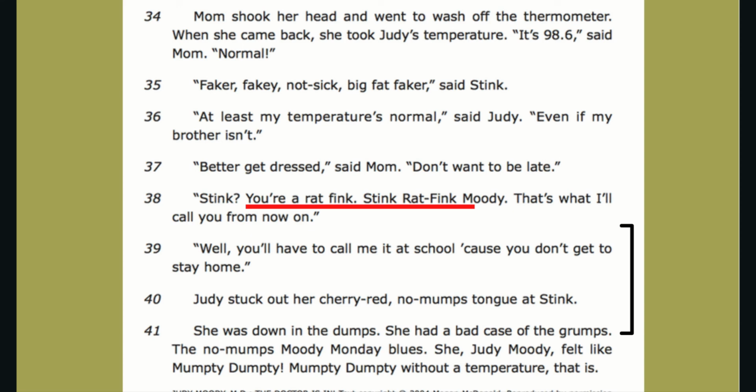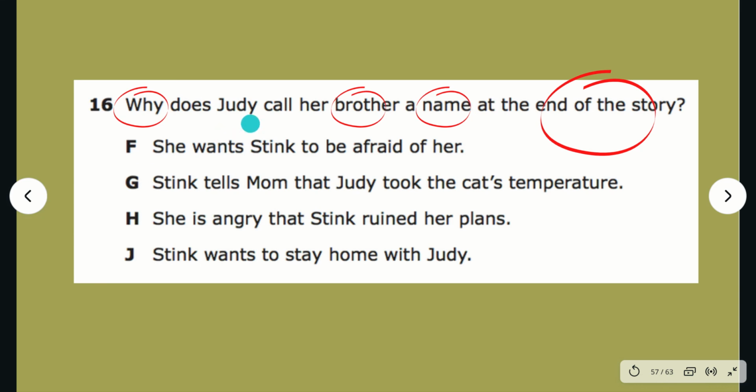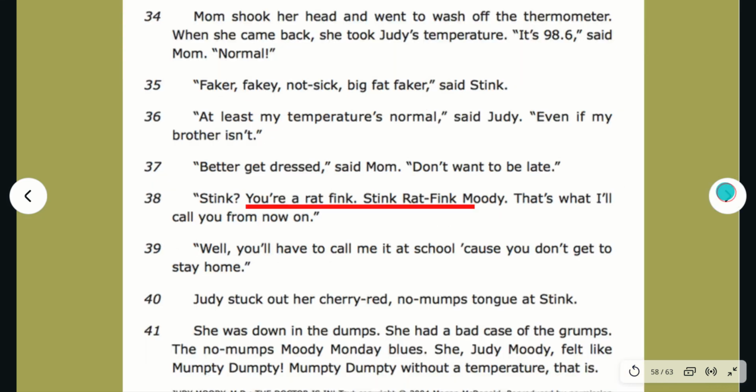That's right, she calls Stink a rat fink. Stink, rat, fink. Now that we found our keyword, the name that she calls him, pause again and read around our keyword. Read paragraphs 37, 38, 39, 40, and 41 to try to figure out what the reason is why she calls her brother a name at the end of the story.